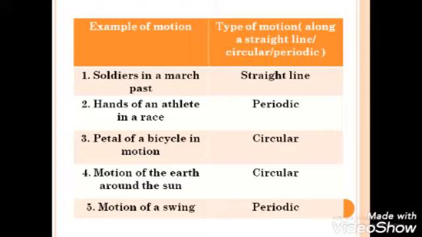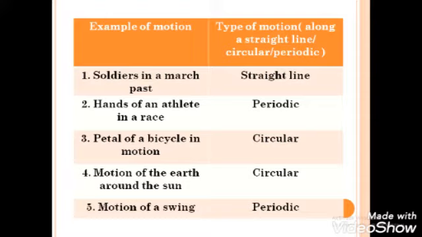First one, soldiers in a march past. So we know that soldiers in a march past. Yes, what is the type of motion? Is it straight line or circular or periodic? Yes, it is straight line, right? Second one, hands of an athlete in a race. Yes, is it circular or straight line? No, it is periodic motion, right?